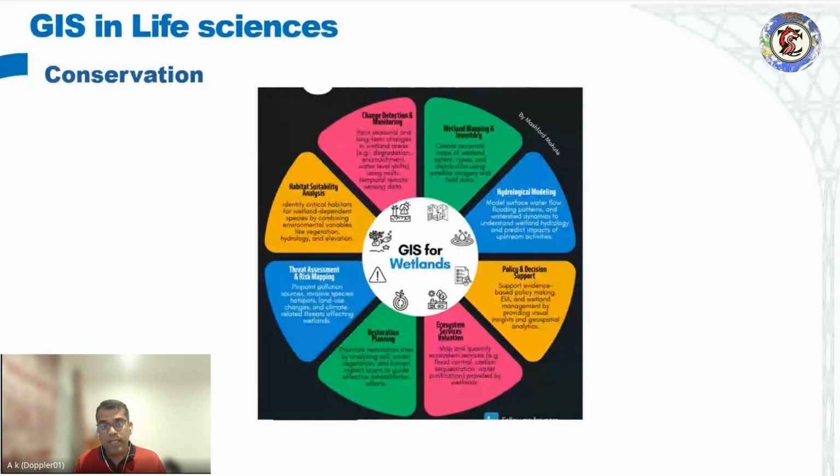Like if government is making policy and a lot of things, they need some information to make an informed decision, and that information comes from GIS analysis, reports, satellite imagery, and other things.